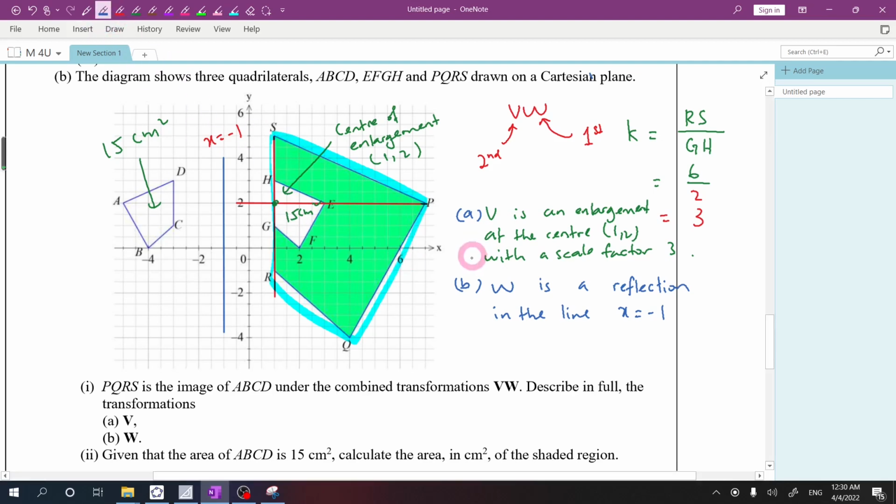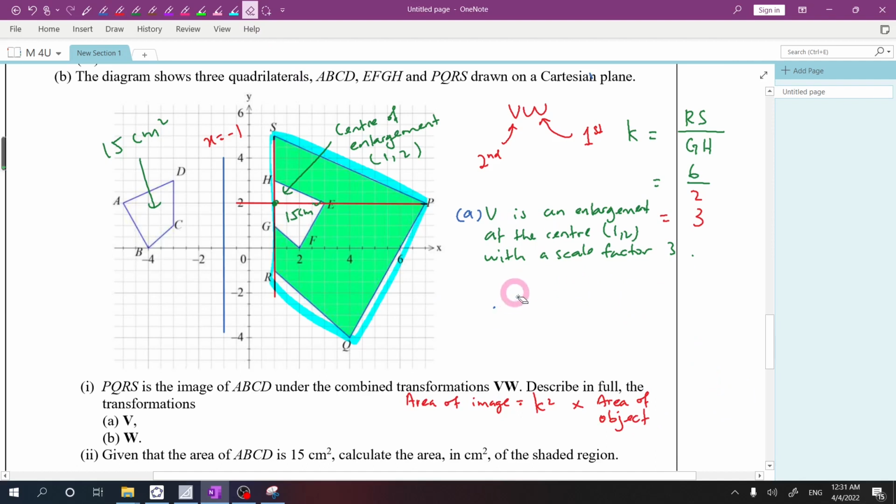How do we get the area of the image under enlargement? So remember this formula. Area of image is equal to k squared times area of object. Area of image we don't know, we want to find, I just let it be A. K, the scale factor is 3, so 3 squared times area of object, which is 15. Nine times 15, okay, 135 square centimeters, but this is not the final answer yet because the question is asking the area of the shaded region.